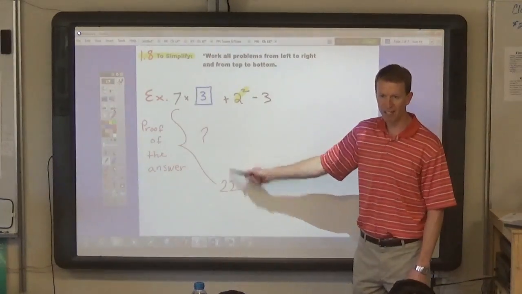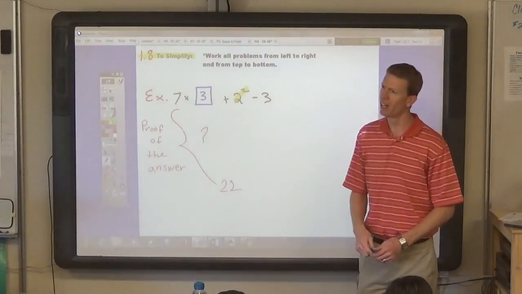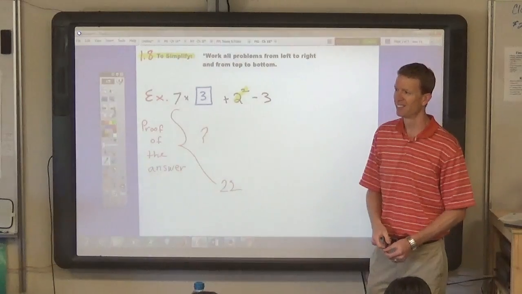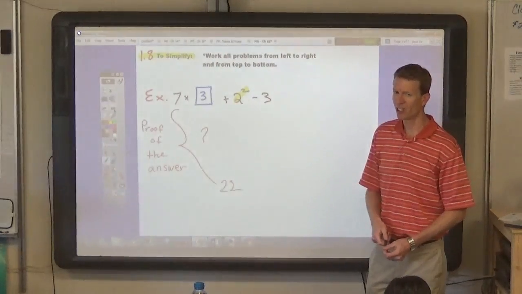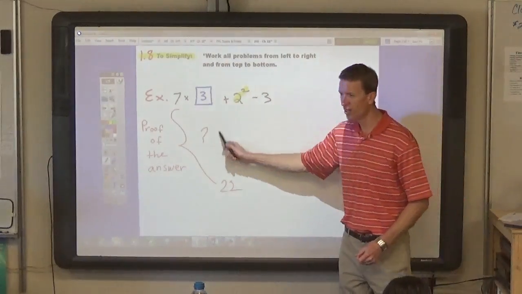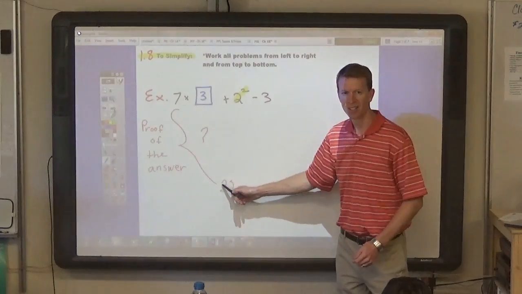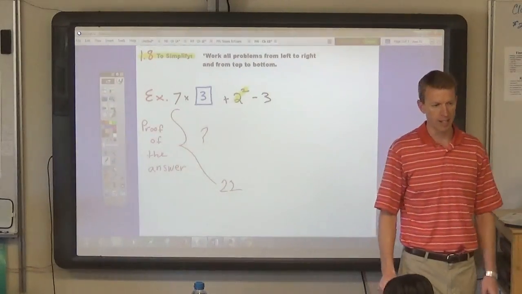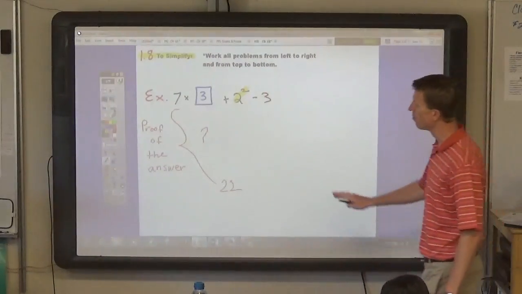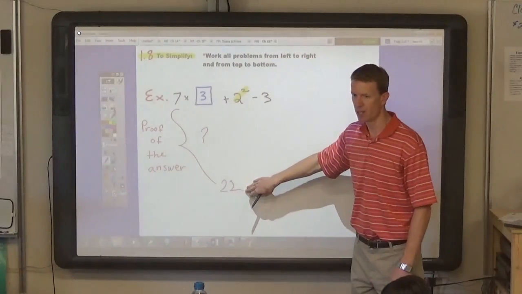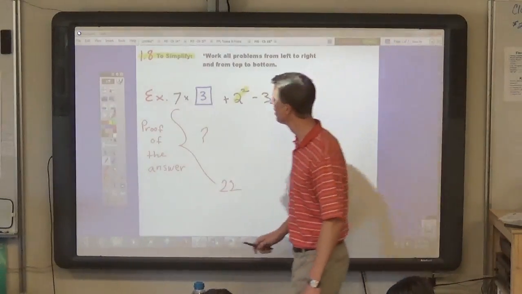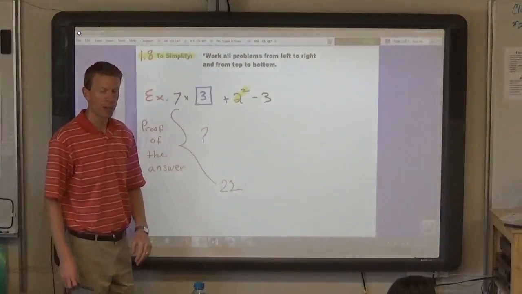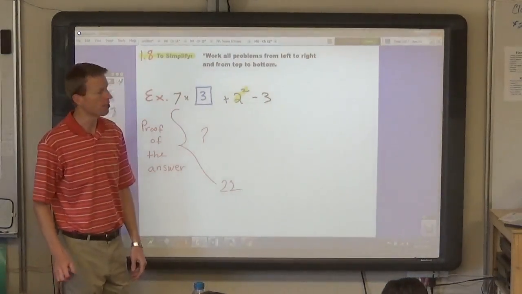Proof. If I just said, the answer is 22, you'd be like, well, okay. I'm not sure because there's no proof. So what we're going to talk a lot about when we're doing the order of operations and problems like this is writing down the proof of your answer. Okay? Now, it says to work all problems from left to right and top to bottom, but we also have to follow the order of operations.